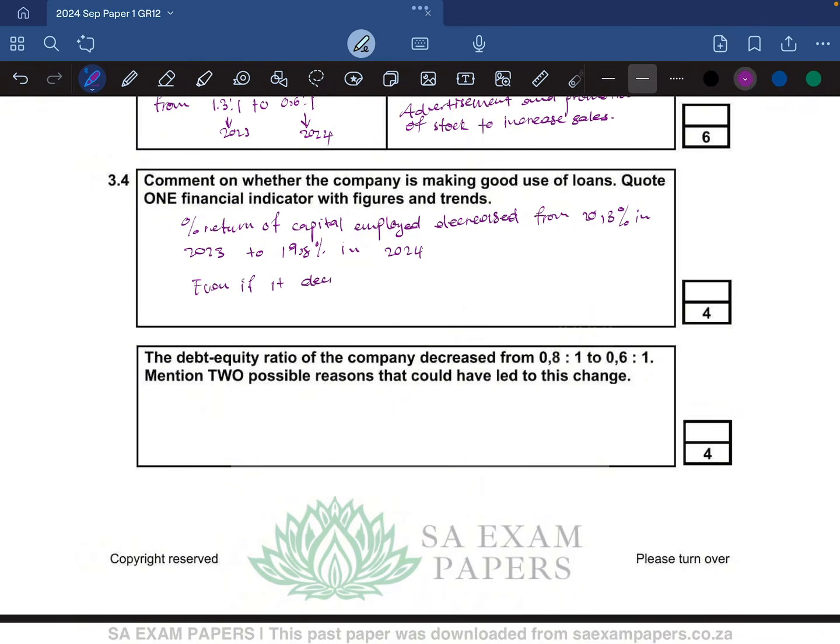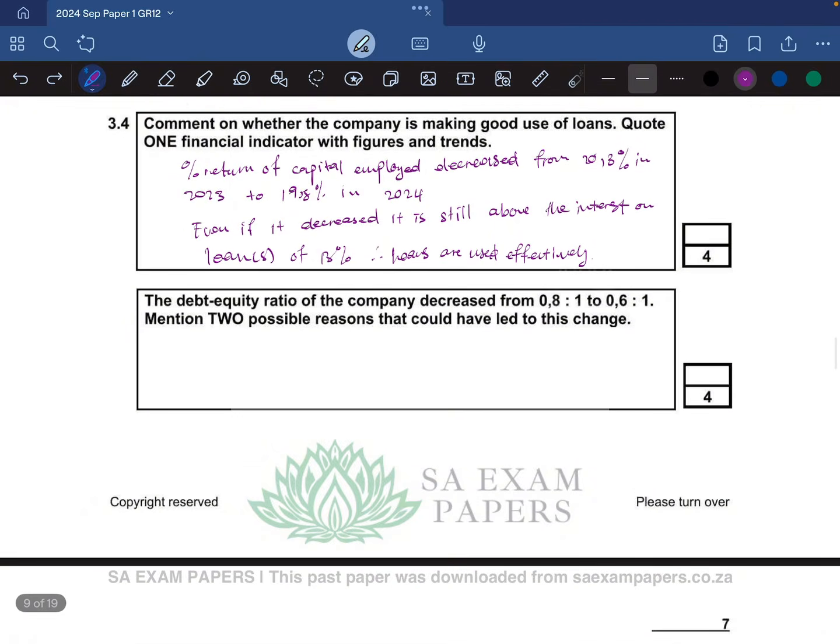Even if it decreased, it is still above the interest on loans. You can just say loans of 13%. Therefore, loans are used effectively, because remember what the question was asking us. We needed to determine if they're making good use of loans. Okay, so loans are used effectively, or they are fairly used.